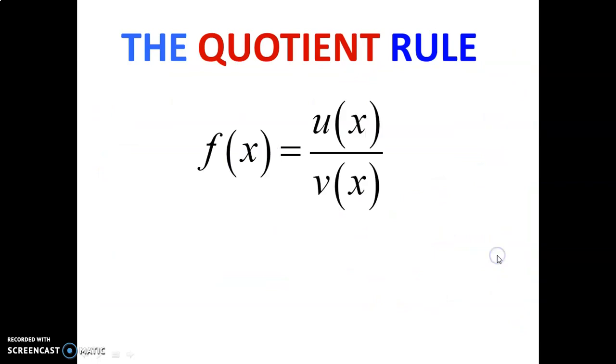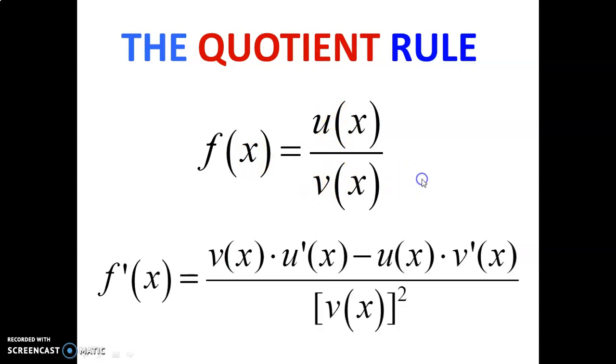Okay, so here's the quotient rule. When you have a function that is a composition of one function divided by another, here's the quotient rule. To find the derivative, bottom function times derivative of the top function minus top function times derivative of the bottom function, all divided by bottom function squared.